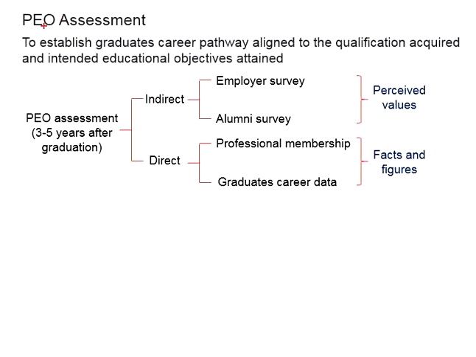In the previous videos, we mentioned the PEO assessment. The assessment is intended to determine whether the objective of the program is being achieved. This is conducted 3 to 5 years after graduation of the students. There are various ways for you to conduct this kind of assessment. In general, this can be classified into indirect and direct assessment.